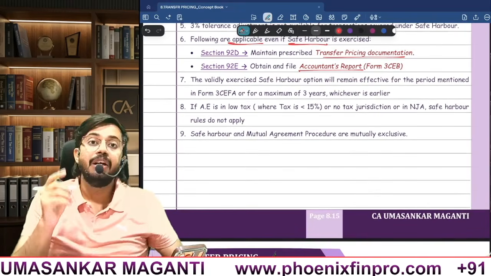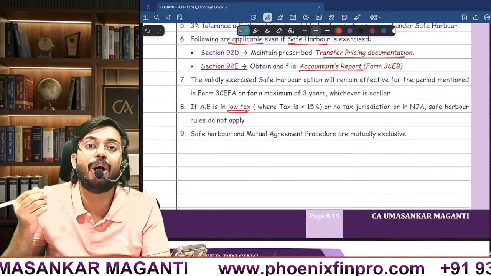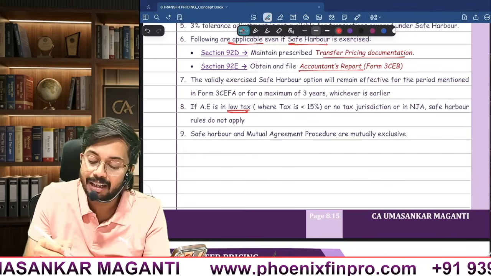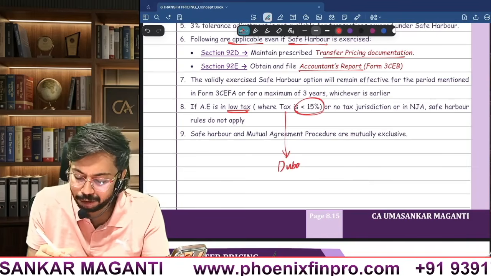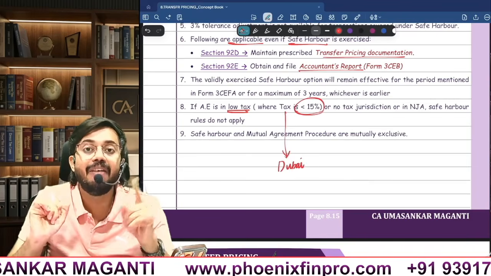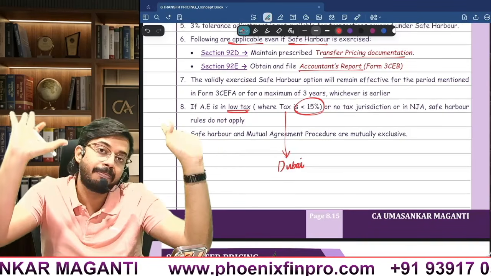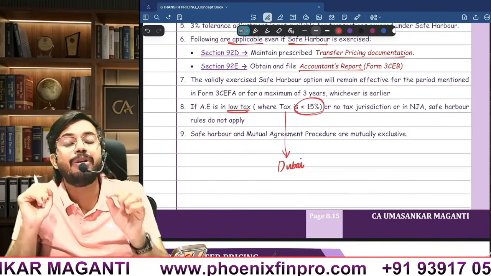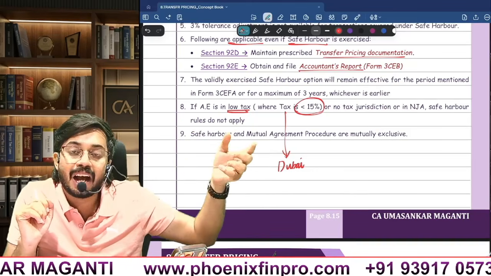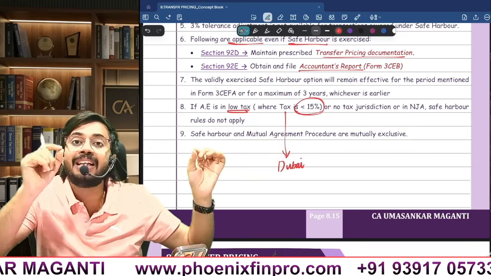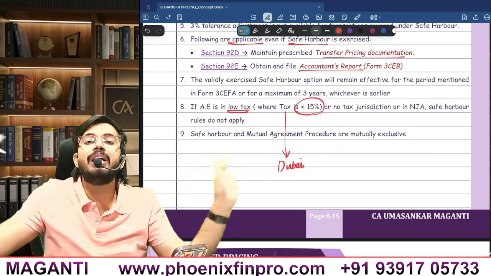Next, if the associated enterprise is located in a low tax jurisdiction, what do you mean by low tax jurisdiction? Tax is less than 15%. For example, Dubai. In Dubai, there is no income tax. Whenever you do a transaction with a party located in Dubai, safe harbor rules are not applicable. That means whenever you do a transaction with any party located outside India, if in that jurisdiction the tax rate is 15% or lower than 15%, safe harbor rules are not applicable.